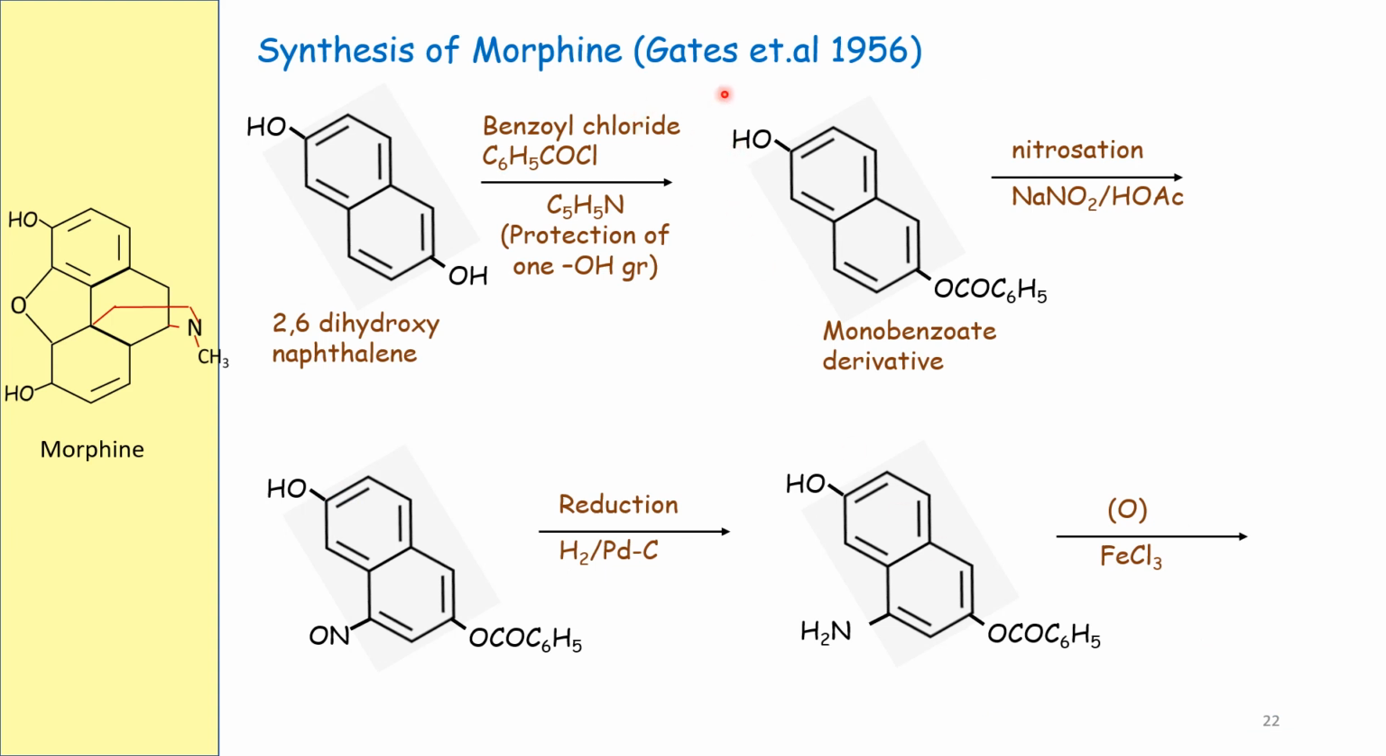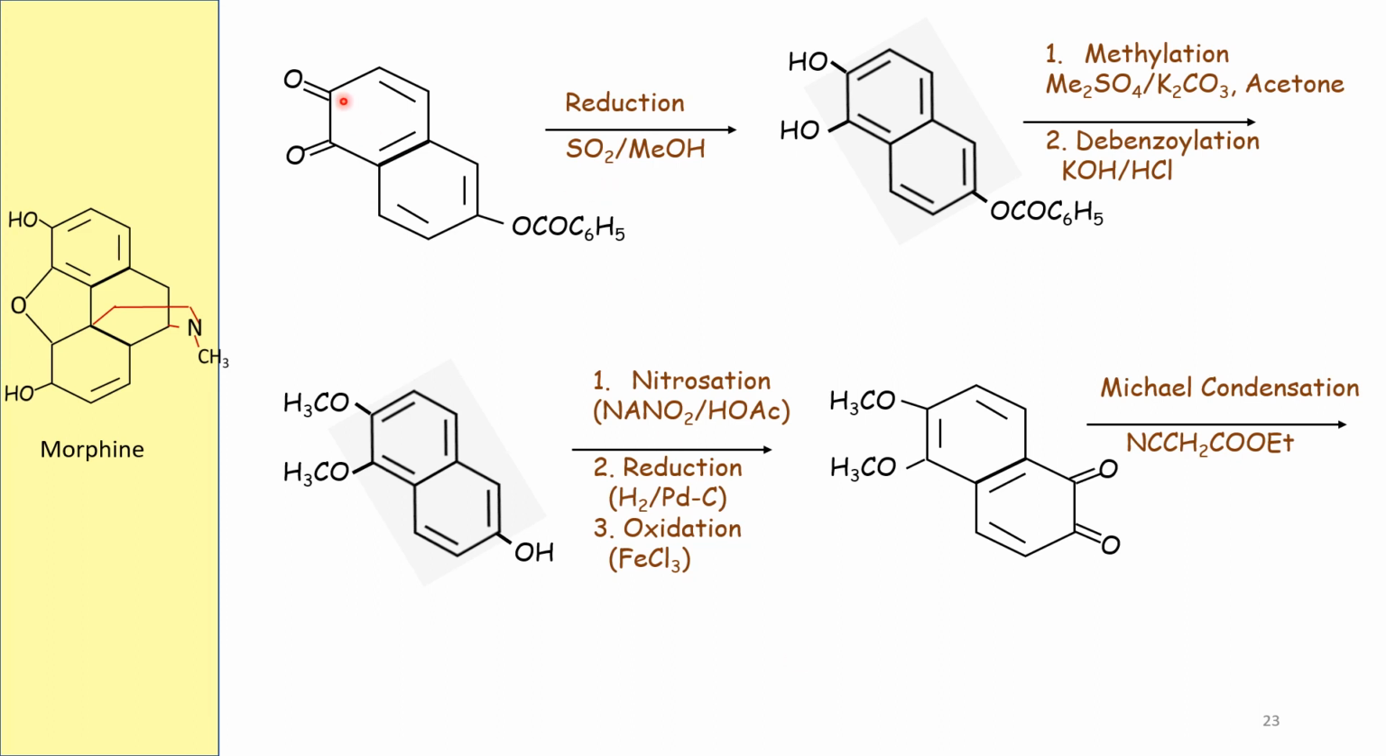The synthesis of morphine by Gates et al., 1956. 2,6-dihydroxynaphthalene, when treated with benzoyl chloride, has one OH group protected and the monobenzoate derivative is obtained, which upon nitrosation gives the nitroso derivative. Upon reduction, the nitroso group is converted into an amino group, which upon oxidation gives the diketo product. Upon reduction, the keto groups are converted into OH groups, then methylation followed by debenzoylation. Such a product is obtained.